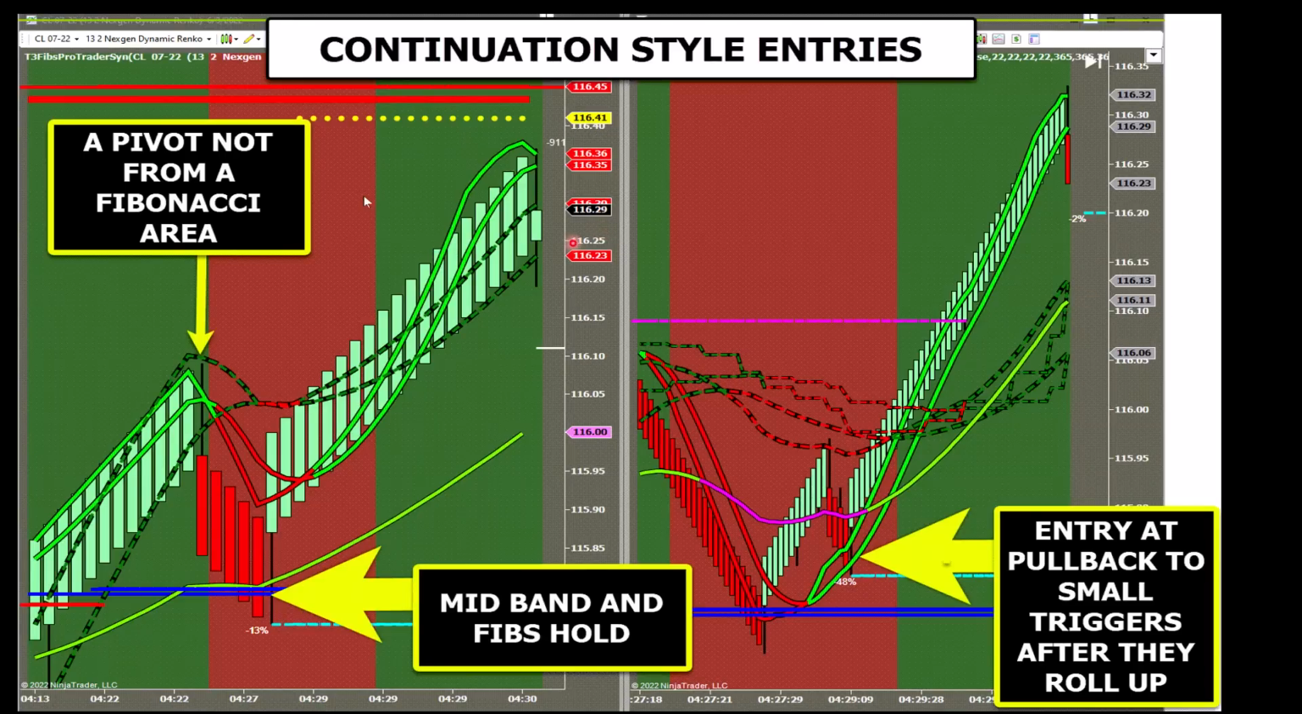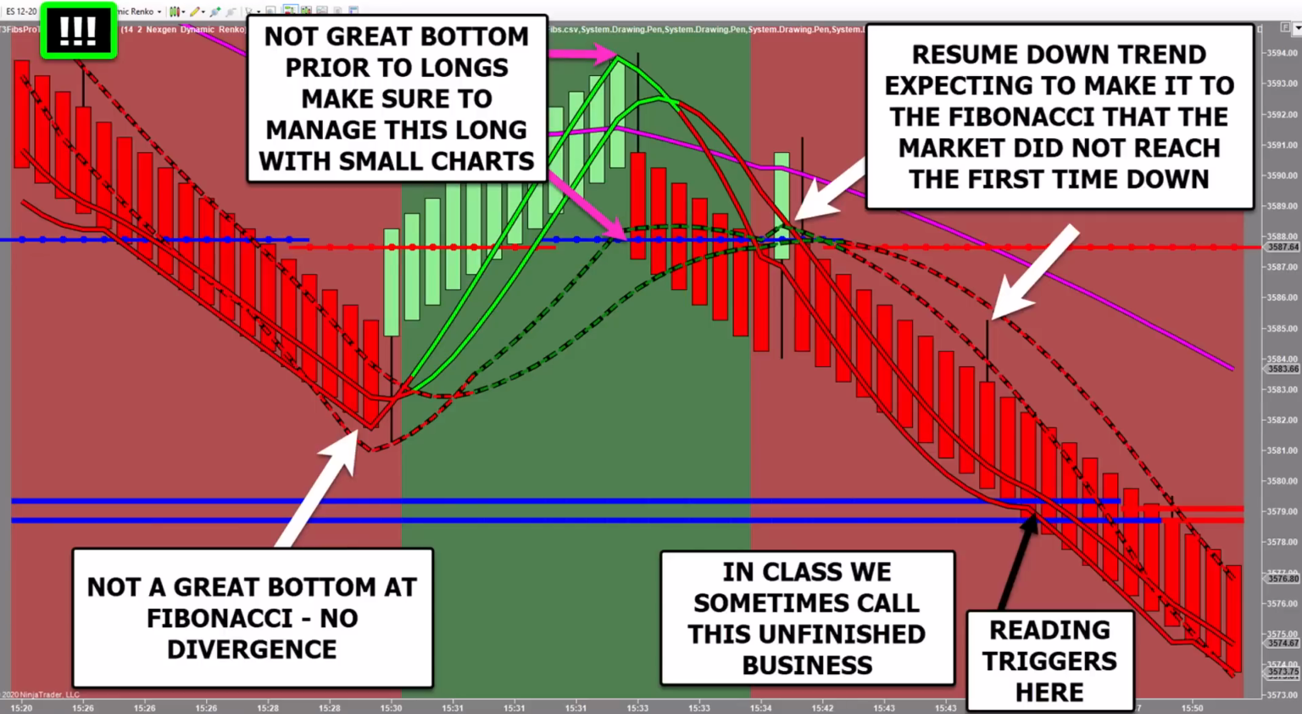Remember this slide where we said weak top, mid bands and fibs, and then the triggers roll over and we can go long, right? So the idea is that the triggers roll over. And we talked about not waiting for all of the triggers to roll before you do a trade, because you're going to miss all the good stuff, right? The big move. So let's go back to that slide.